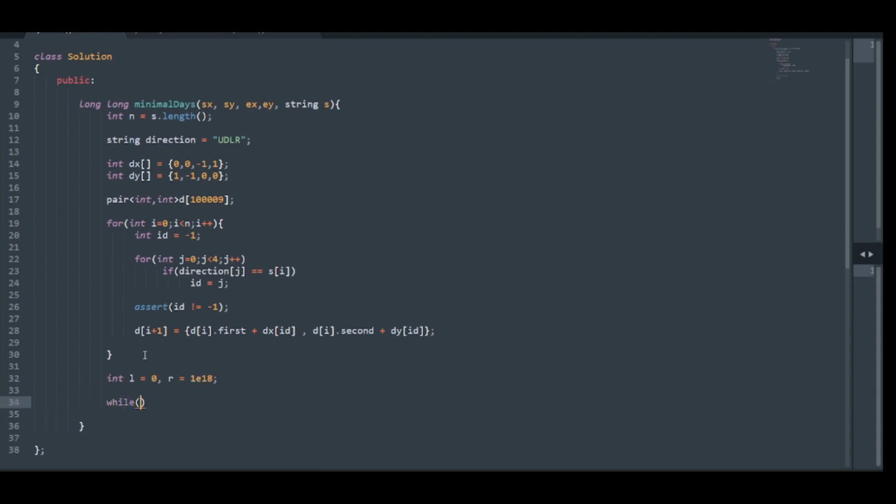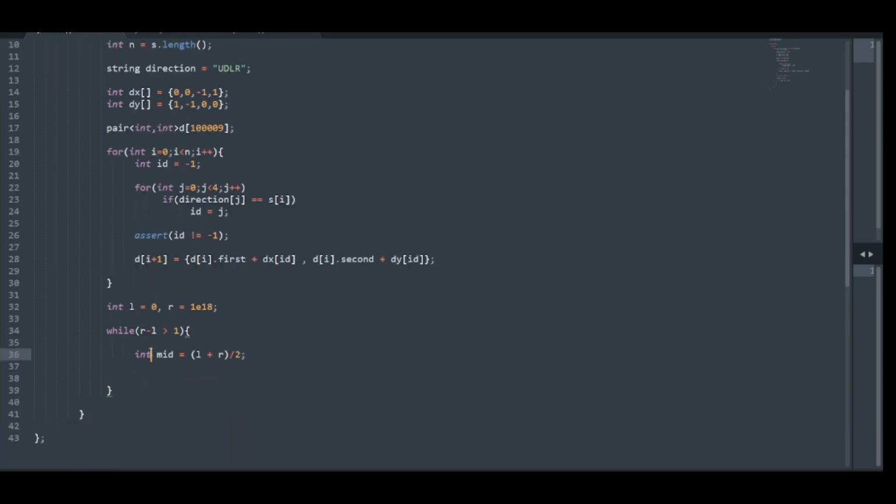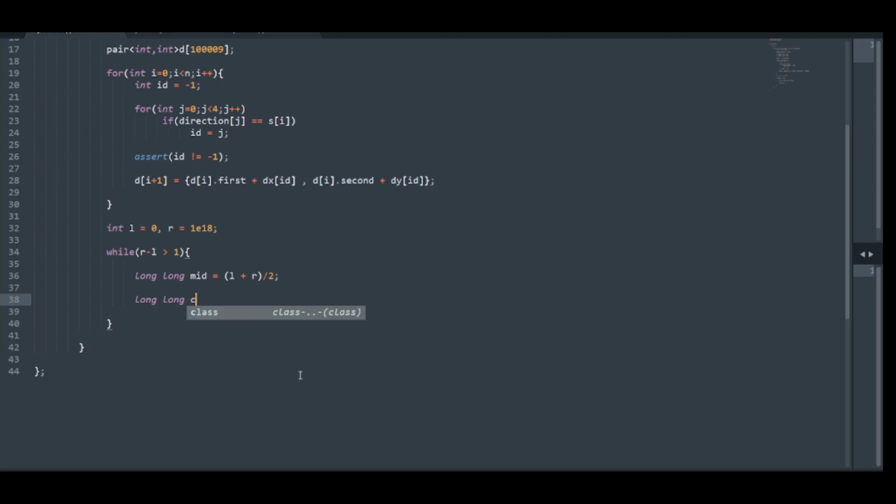Range L is 0, R is 1e18. Run the usual binary search while R minus L is greater than 1. Find the middle element, that would be L plus R divided by 2. So let's take it long long. Let's calculate the cycles. Cycles would be nothing but mid divided by n. Remaining days would be mid modulo n.